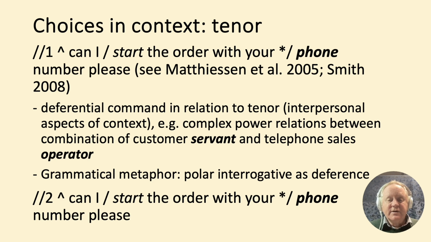Thus, they also choose a tone 1 from the tone system, the falling pitch contour, which, as I've discussed, is associated in the congruent case with statements, commands, or content questions. Can I start the order with your phone number, please? It is the tone 1 choice that thus tells the customer to interpret this move not as a request for permission to start the order, but as a request for the customer's phone number details, or a demand for their details.